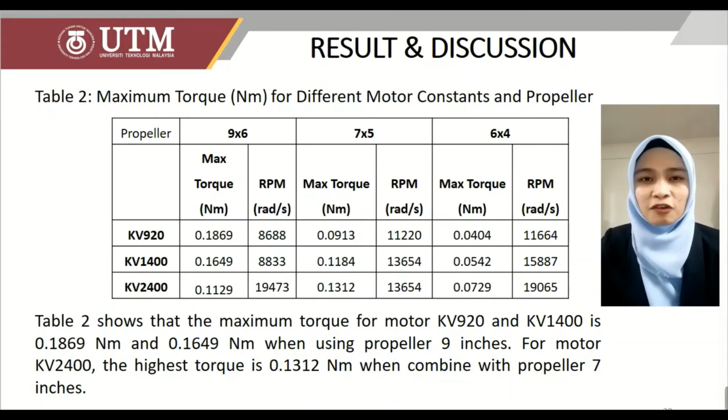It is the same for table 2, maximum torque for different motor constants and propellers, where KV920 and KV1400 achieve the highest maximum torque when combined with propeller 9 inch, but motor KV2400 achieves the highest maximum torque when combined with propeller 7 inch.